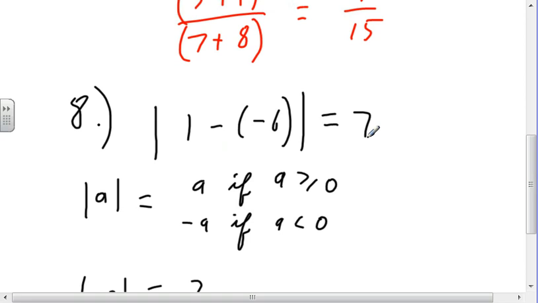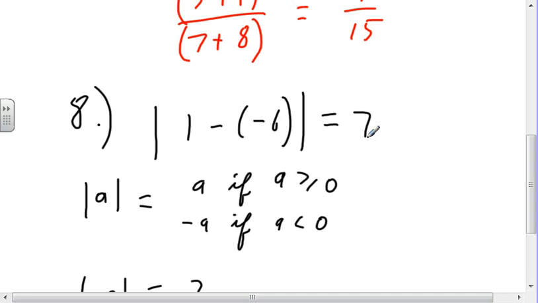Now, my calculator, I haven't gone looking for the absolute value sign. See if I can find it. No, I don't see it anymore. I didn't think it had one.